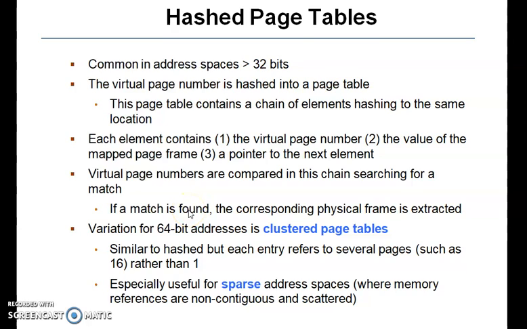The theory part about hashed page tables. Common in address spaces where more than 32 bits are used. The virtual page number is hashed into a page table. This page table contains a chain of elements hashing to the same location. Each element contains the virtual page number, the value of the mapped page frame, and the third one is a pointer to the next element. The virtual page numbers are compared in this chain, searching for a match. If a match is found, the corresponding physical frame is extracted.